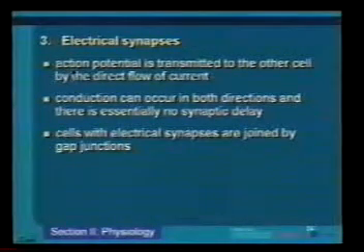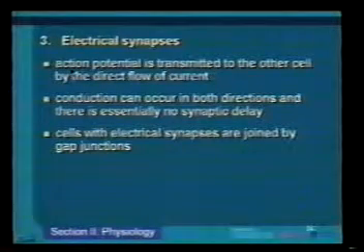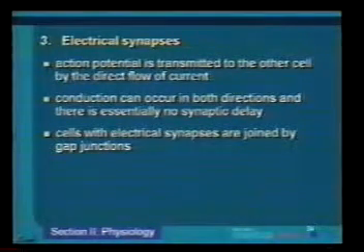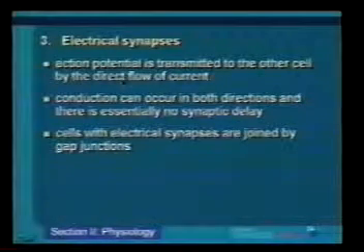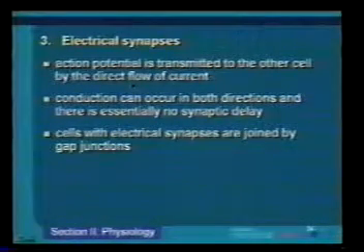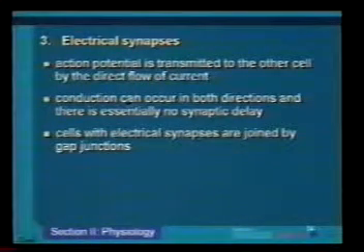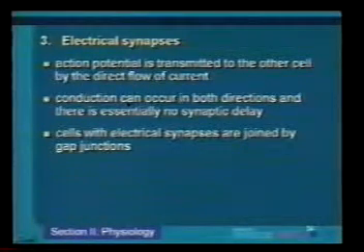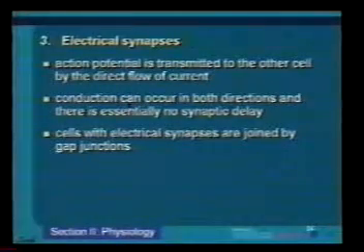Now, if they do exist, you should realize the action potential across electrical synapses is due to the direct flow of current. There is no chemical intermediary here. It is a direct flow of current. Now, an electrical synapse can conduct in both directions, and there's essentially no delay. Now, this is very different from a chemical synapse. An electrical synapse works in both directions, and there is no delay basically at all.